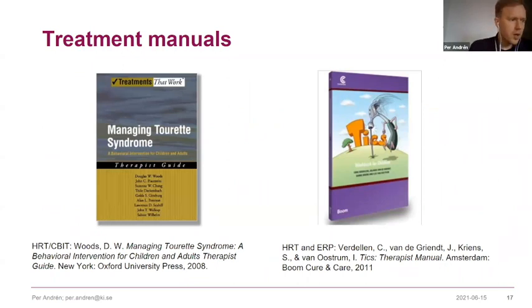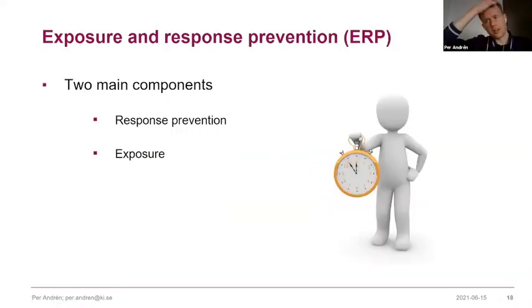If you want to read more on the treatments I've been talking about now, I recommend these two manuals. They are published by the same research groups that have conducted these studies, which I mentioned. This one is by the American group, on CBIT and HRT, and this one is by the Dutch group that did this study on ERP and HRT. They're probably available on Amazon or something like that. You will probably find them easily. All right, now let's check the clock. All right, I think we're all right.